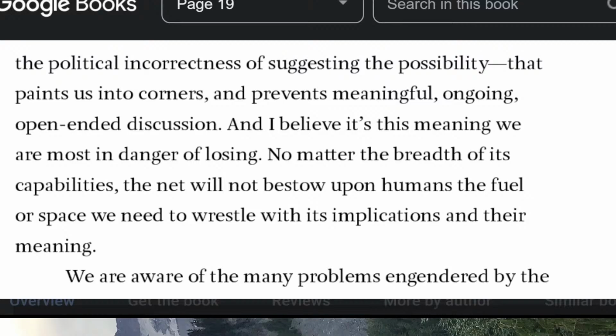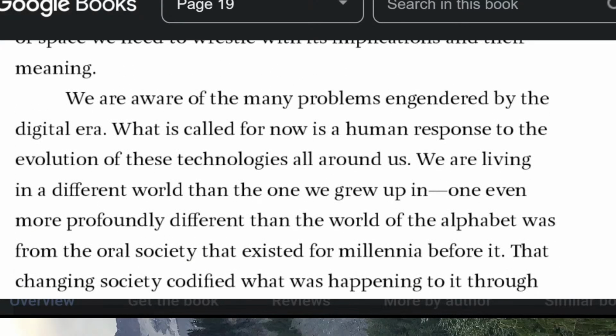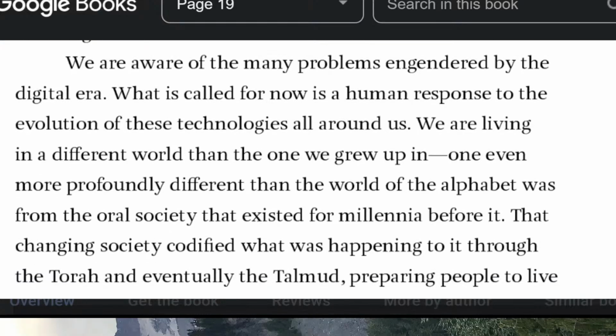And I believe it's this meaning we are most in danger of losing. No matter the breadth of its capabilities, the net will not bestow upon humans the fuel or space we need to wrestle with its implications and their meaning. We are aware of the many problems engendered by the digital era. What is called for now is the human response to the evolution of these technologies all around us.